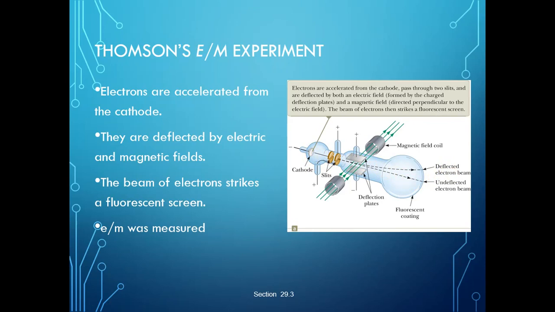The electrons are deflected by the electric and the magnetic field. See, both the electric and the magnetic field are there. So the electron beam is deflected due to the magnetic field coil, and it is also deflected by the deflection plates. This is our fluorescence screen, and the undeflected electrons strike at these points. The beam of electrons strikes the fluorescence screen, so the E by M value is measured. That's how we can measure the E by M values.